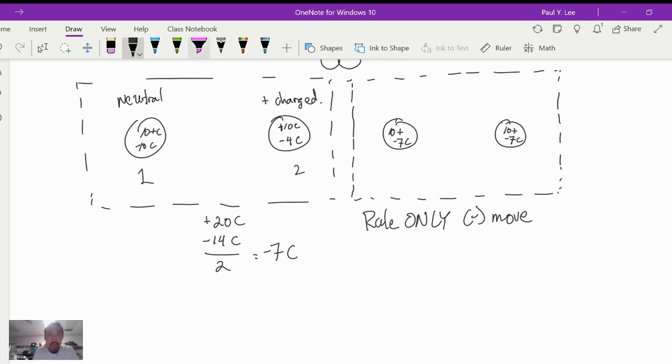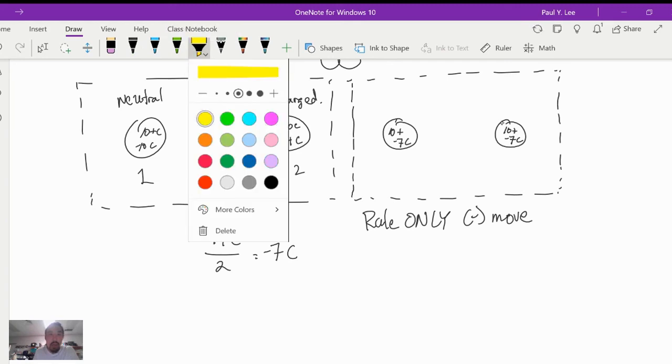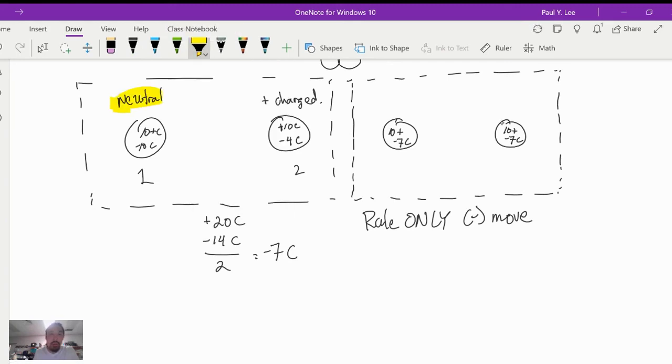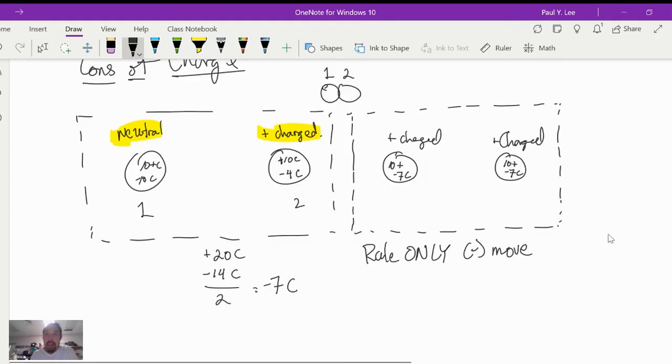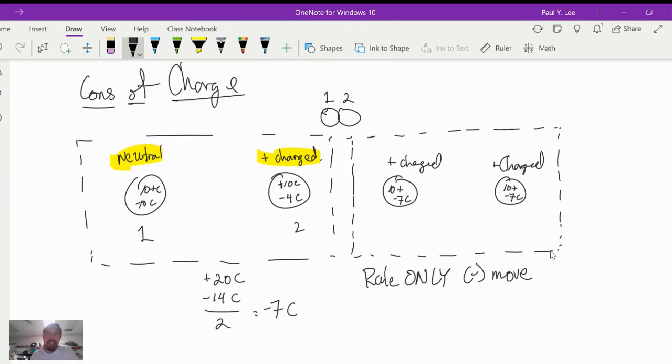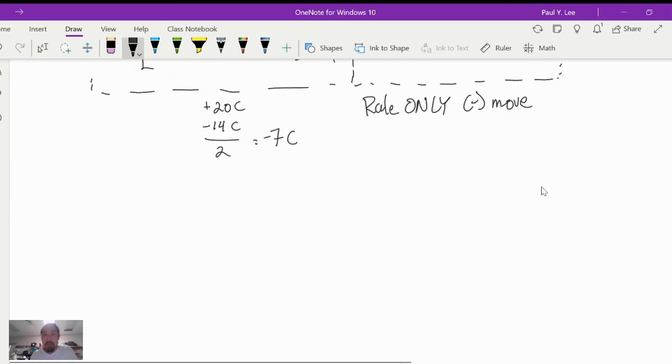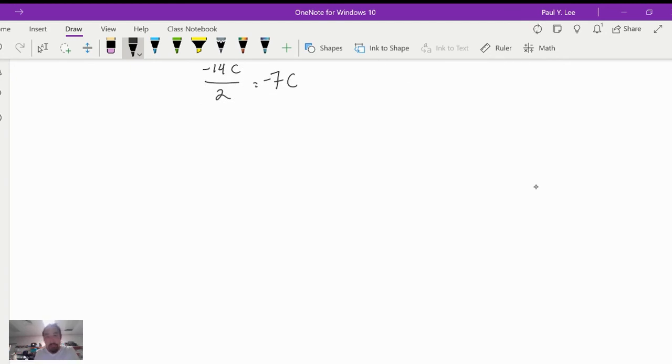So before, we had an object that was neutral and a positively charged object. But after the two objects interacted, we can see that this is a positively charged object, and this too is a positively charged object. Now, because we have at least one object that has an imbalance of charge, we know that they will interact. So let's go over the rules of interaction.